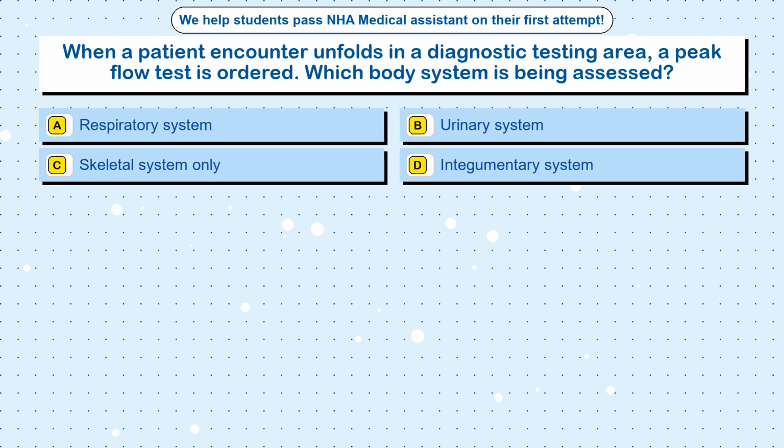Question 42. When a patient encounter unfolds in a diagnostic testing area, a peak flow test is ordered. Which body system is being assessed? Option A. Respiratory system. Option B.